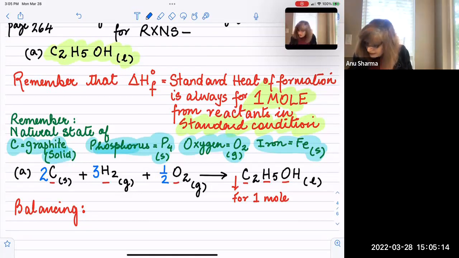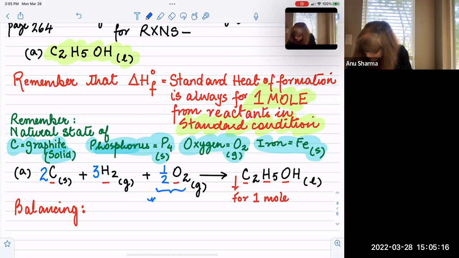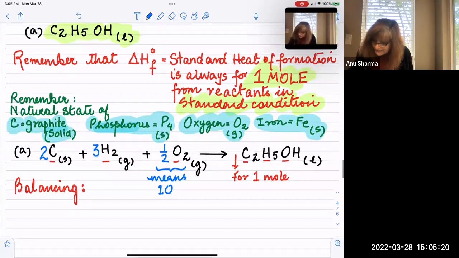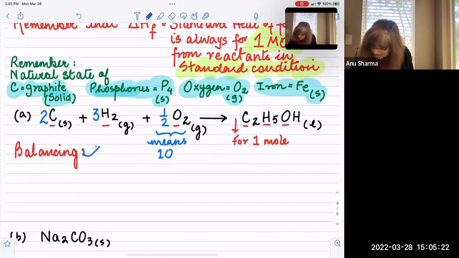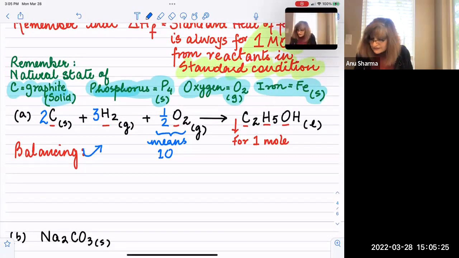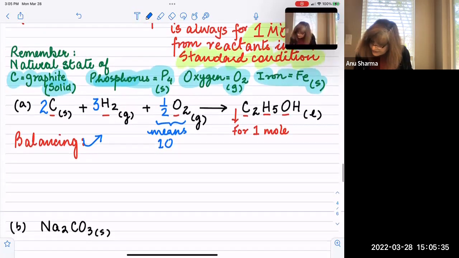It means 1 oxygen. So once this is balanced, you get this. This is the heat of formation equation. Okay, so that's basically what it is.